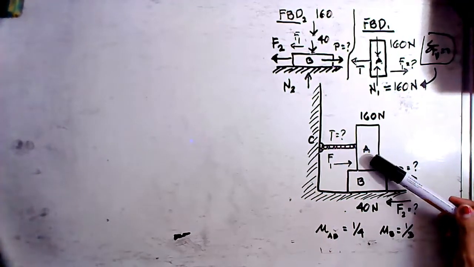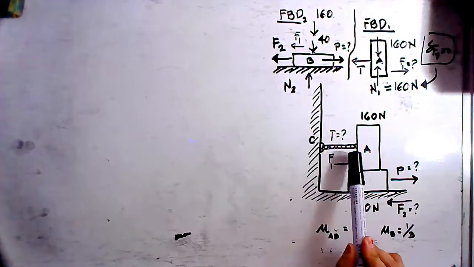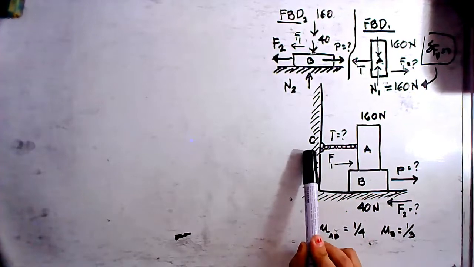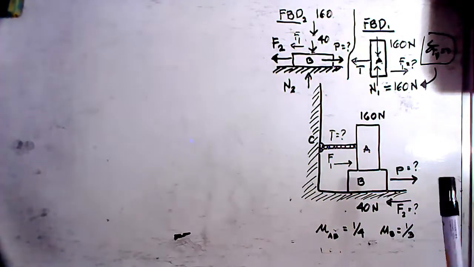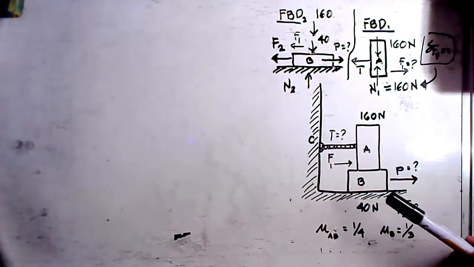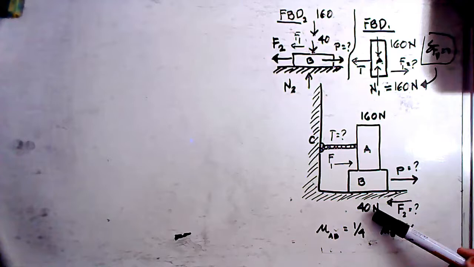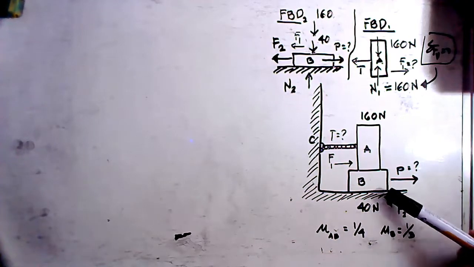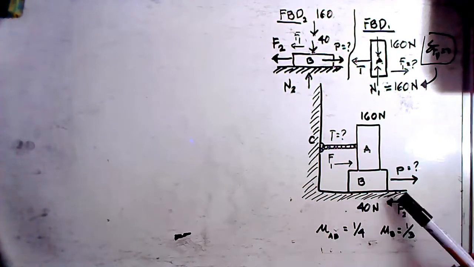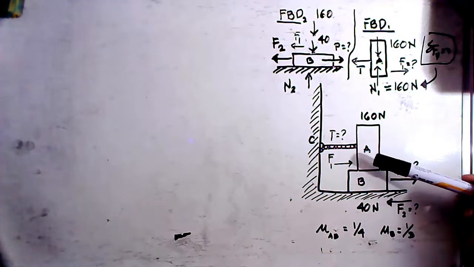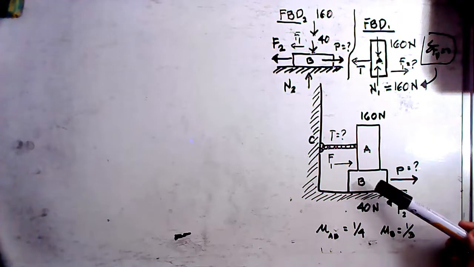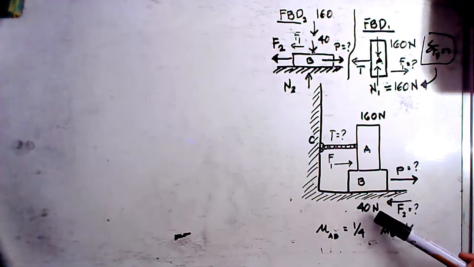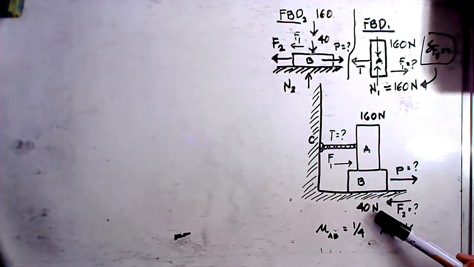This block A is also tied to a horizontal string which is attached to the wall at point C. Then the block B, which weighs about 40 Newton, is on top of the plane surface, supporting also block A. And this block B again is weighing about 40 Newton.